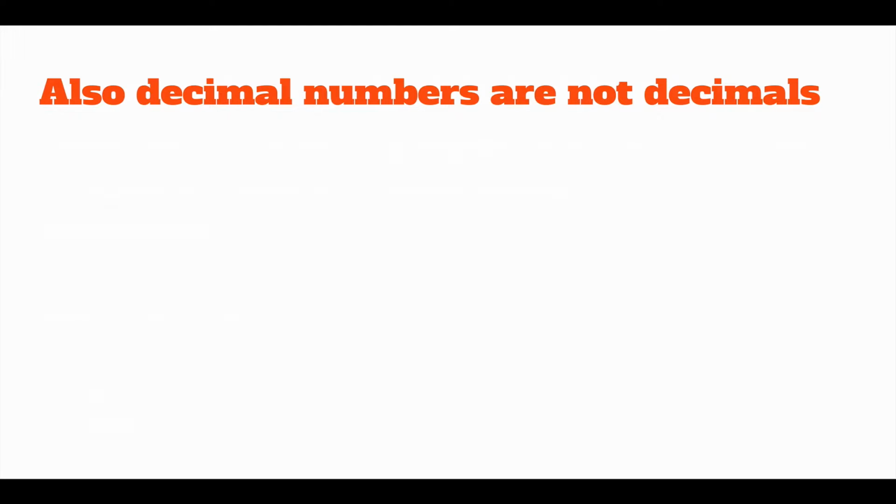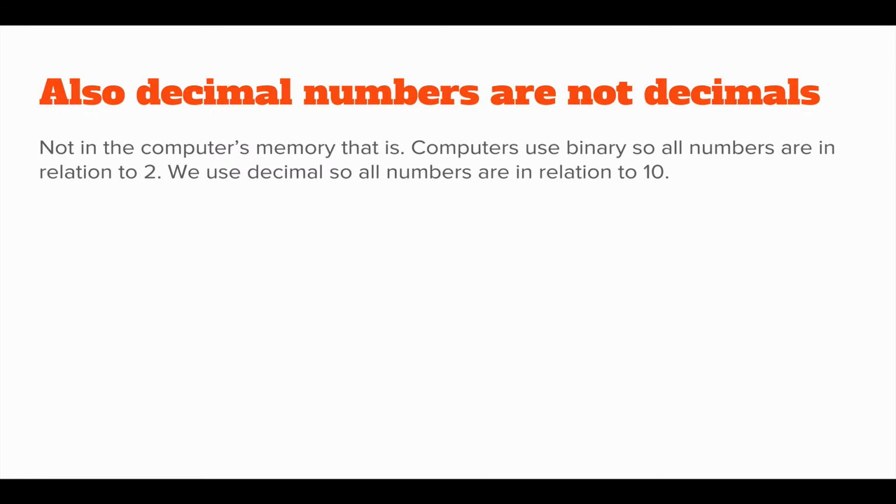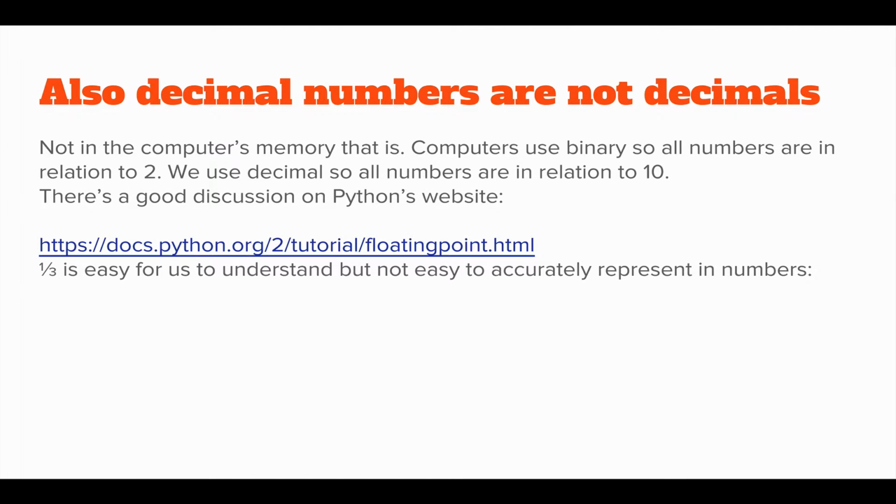The other thing is that in Python and most programming languages, decimal numbers really aren't decimal numbers. Remember that the computer uses binary in its internal workings. People use decimal or base 10. So there are some important differences. For instance, 1/3 is easy for us to understand, but not easy for us to accurately represent in numbers. 0.3 is not a third, neither is 0.33, or so forth. That's why we say it's 0.3 repeating, but we can never write enough threes down to exactly get 1/3.